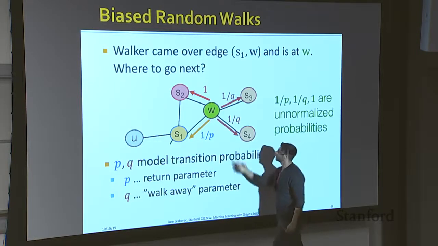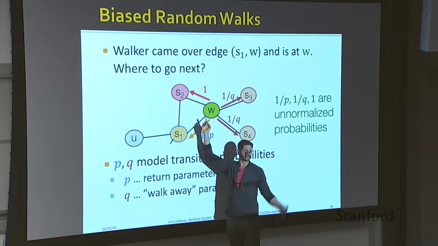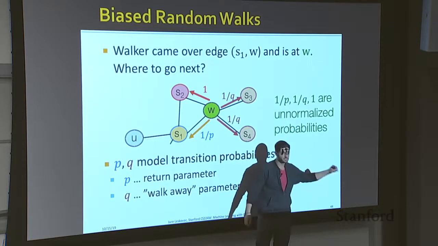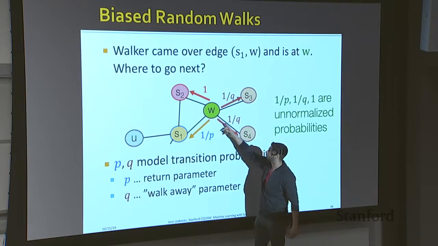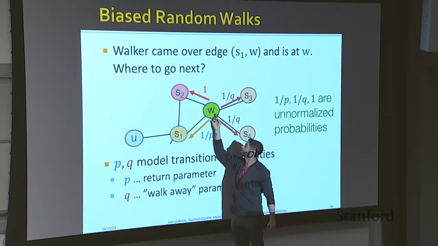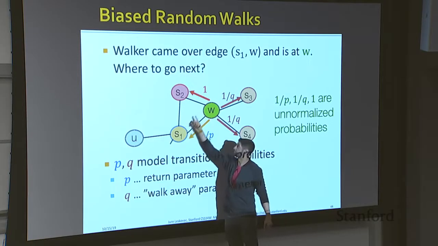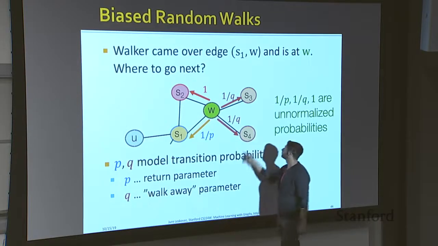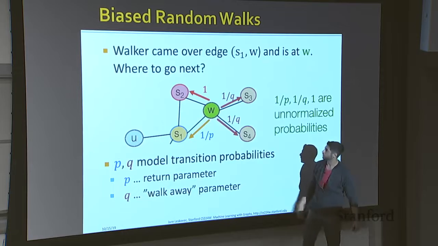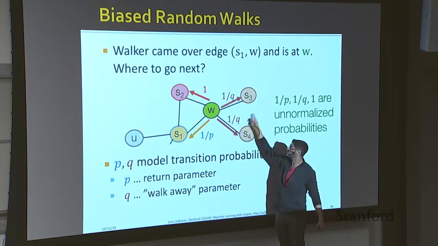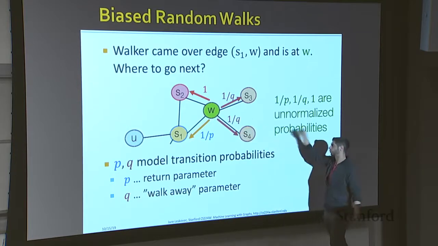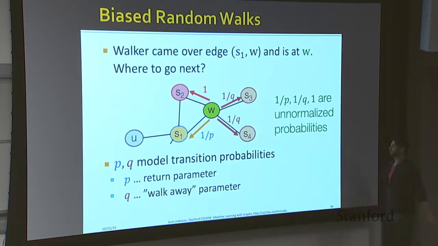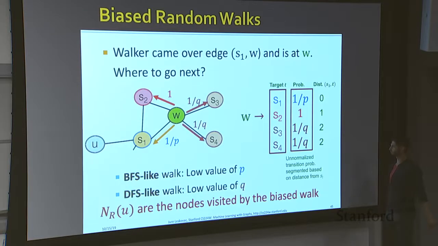Then with probability 1, and keep in mind that they are unnormalized, so we're going to normalize them at the end and make sure that they sum to 1, no worries. With probability 1, our walker can go to S2, so basically it's performing a BFS. And then with probability 1 divided by Q, it will go out, okay? It will walk away and it will start to perform a DFS, so we'll start to explore nodes away in the graph, okay? So these are our transition probabilities. And that's how they're going to look, okay?